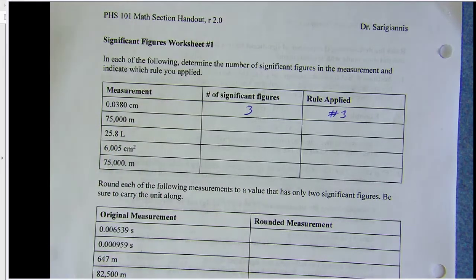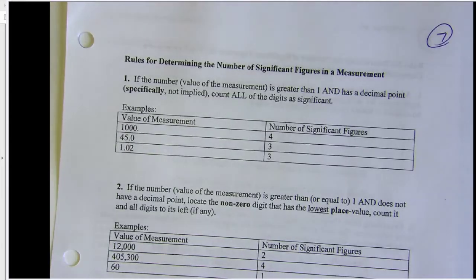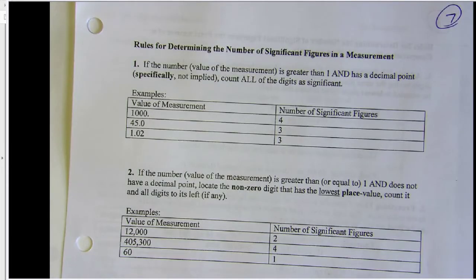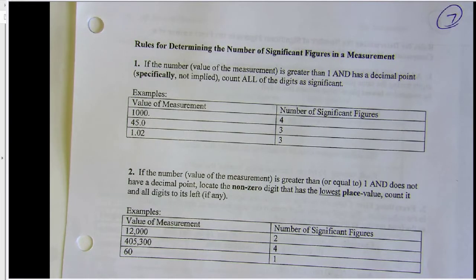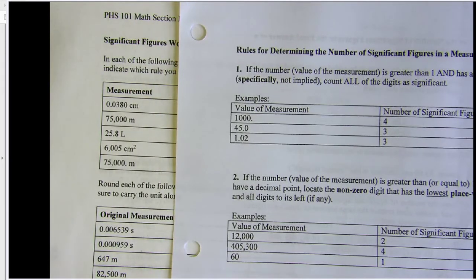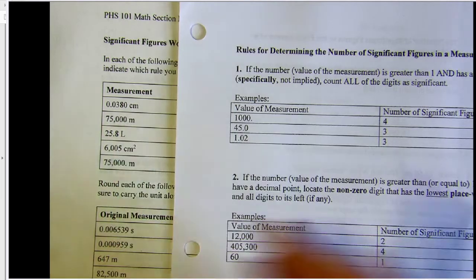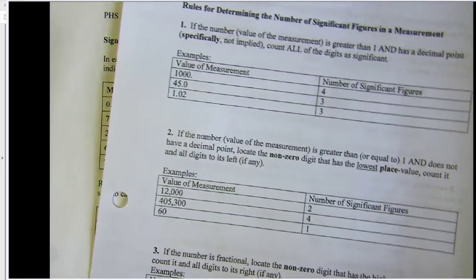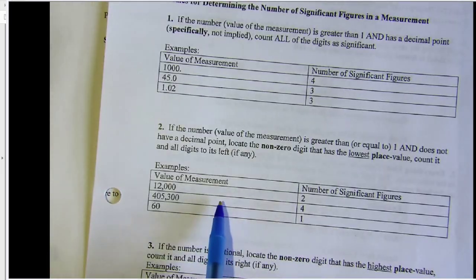75,000 meters. Now let's look at our rules here. Rule number 1 and 2 are for numbers greater than 1. Rule number 1 specifically talks about decimal points, right? And rule number 2 talks about numbers without decimal points. So we don't have a decimal point here, right? We've got 75,000 meters, no decimal. So we're going to use rule number 2.